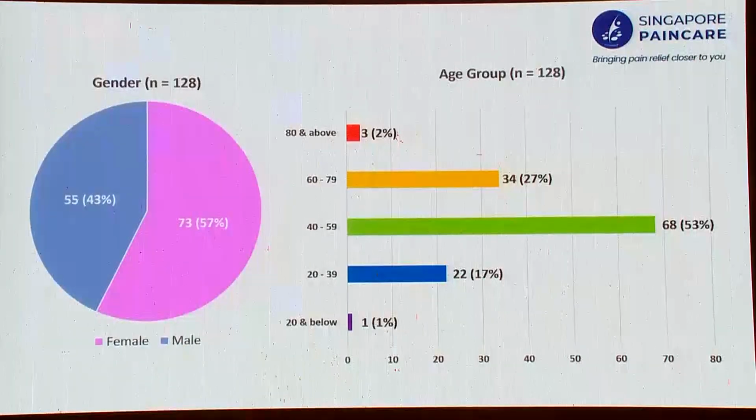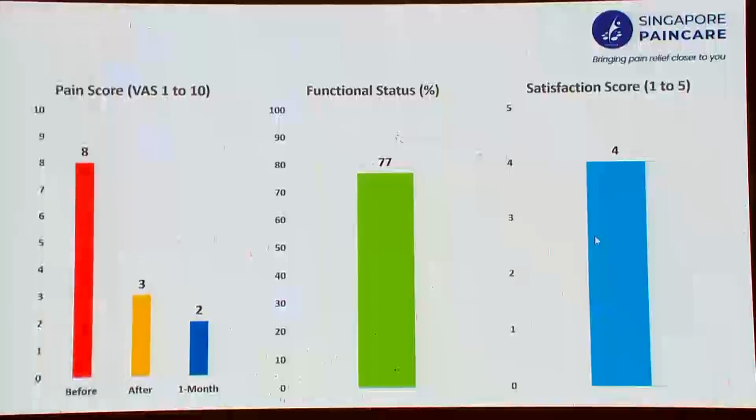This is some of my own data for the last 5 years. 128 patients, majority of them, up to 57% of them females. A lot of them in this age group of about 40 to 60 years old. They are having back pain. They come in with a pain score of 8 out of 10.